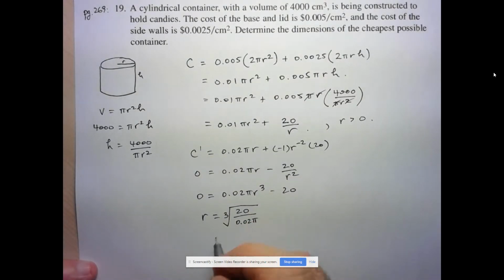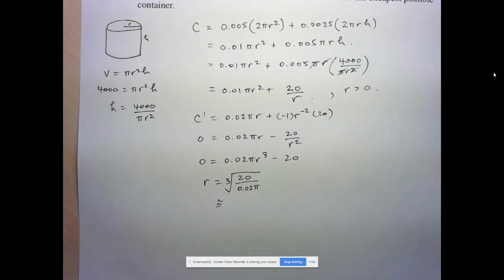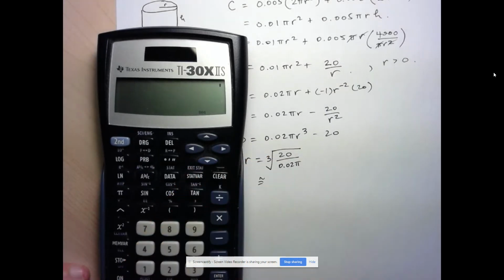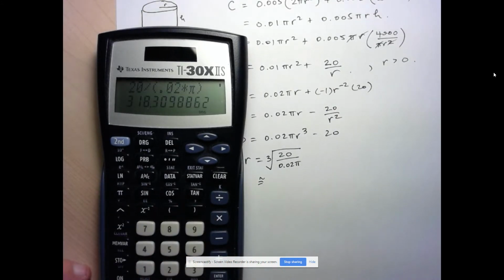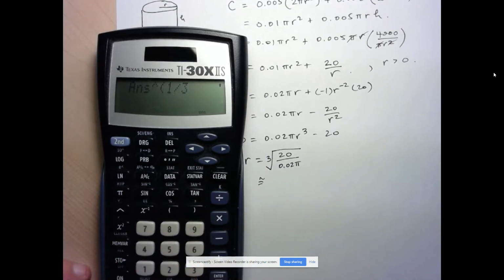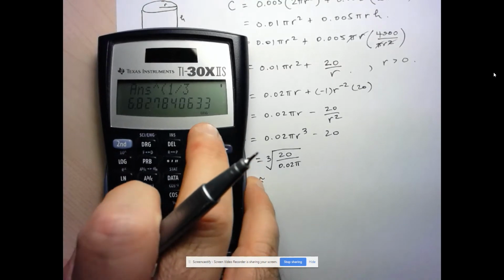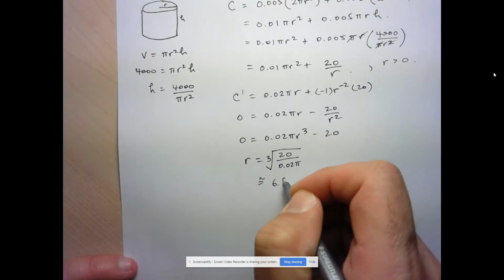All right, and since we're working with an application problem, let's find an approximation for this. So I've got 20 divided by 0.02 times pi. All right, and we're going to take the cube root of that, so exponent 1/3, and that gives us 6.83. All right, so about 6.83.